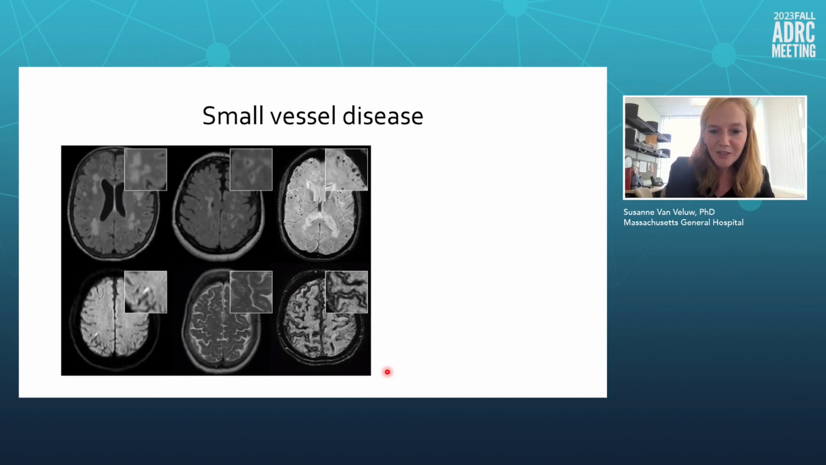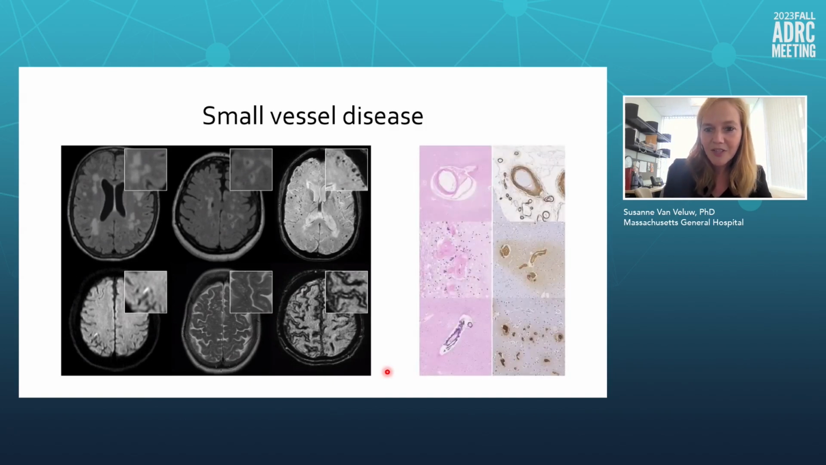imaging. But as Dr. Schneider already beautifully showed just now, is that this is how we define small vessel disease from a pathological standpoint. So these are some examples of arteriolar sclerosis and cerebral amyloid angiopathy, two of the most commonly observed small vessel diseases in the aging human brain. And it becomes clear there's a bit of a discrepancy between how we define small vessel disease on imaging during life versus how we define it on neuropathology.